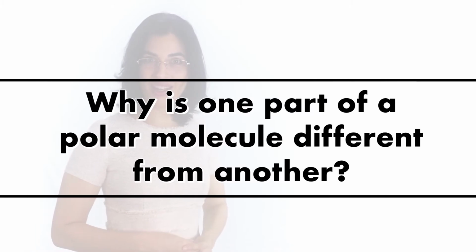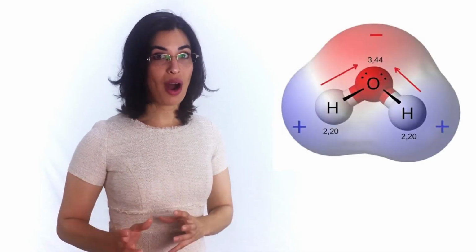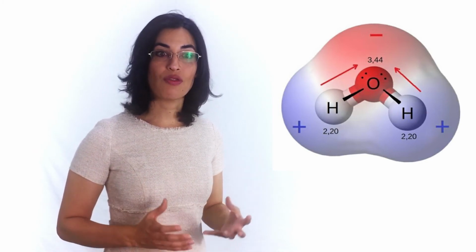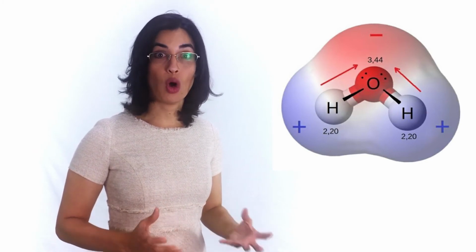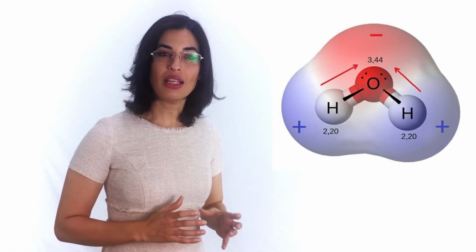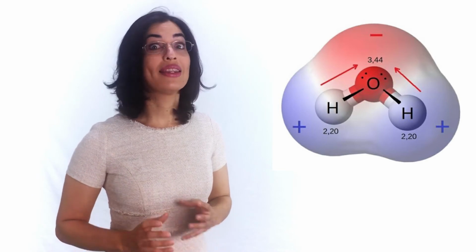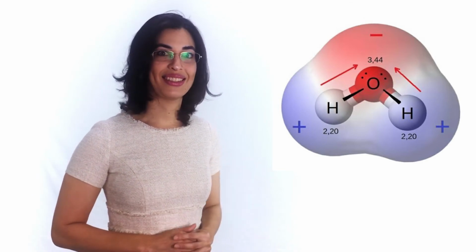Why is one part of a polar molecule different from another? One part of a polar molecule is slightly more positive, and the other part is slightly more negative. This is often due to the size of the atoms bonded together in a molecule. In a covalent bond, one atom can attract the shared electrons more strongly than the other atom can.